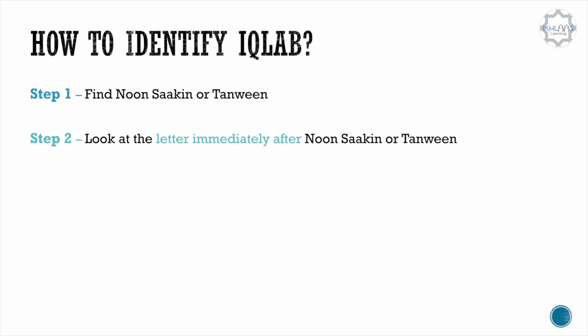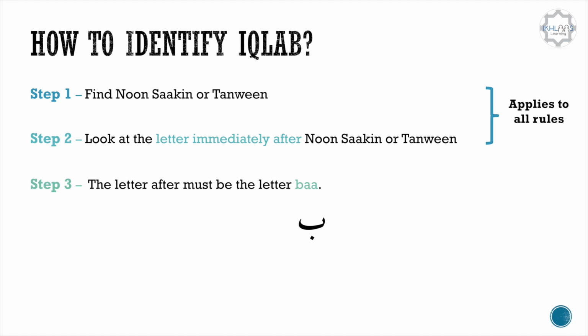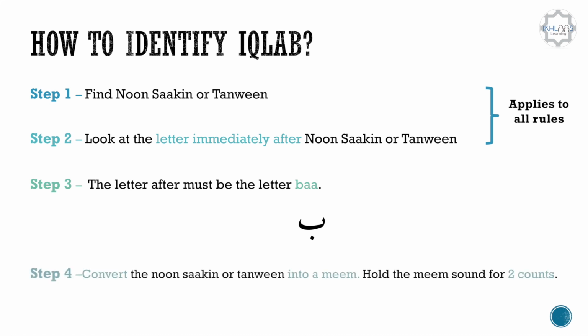How to identify Iqlab? Step 1. Find Noon Saakin or Tanween. Step 2. Look at the letter immediately after Noon Saakin or Tanween, and this applies to all the rules. Step 3. The letter after must be the letter Ba. And step 4. Convert the Noon Saakin or Tanween into a Meem and hold the Meem sound for 2 counts.